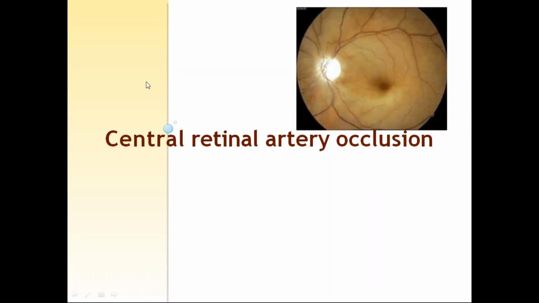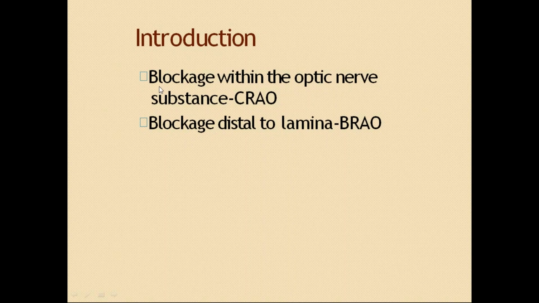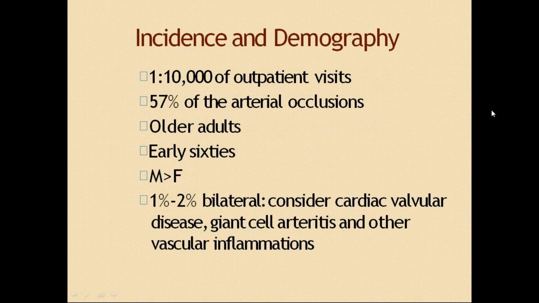Okay, so coming to the proper topic, central retinal artery obstruction. There can be blockage within the optic nerve substance, that is the main central retinal artery, or distal to the lamina, that is the branch retinal artery. What is the incidence? 1 in 10,000 will have central retinal artery obstruction. 57% will have arterial occlusions compared to vein occlusions, usually older adults with a history of diabetes, hypertension, heart disease. The most common cause of central retinal artery occlusion is atherosclerosis.